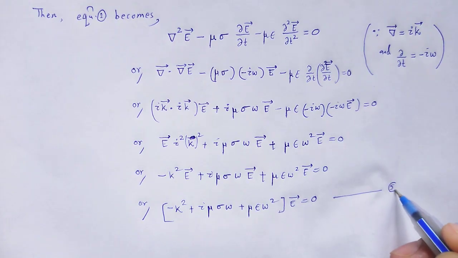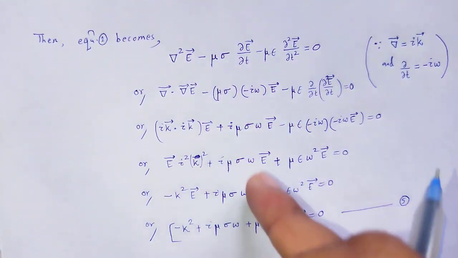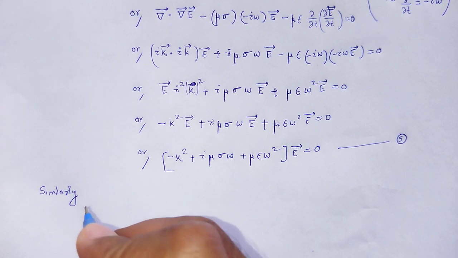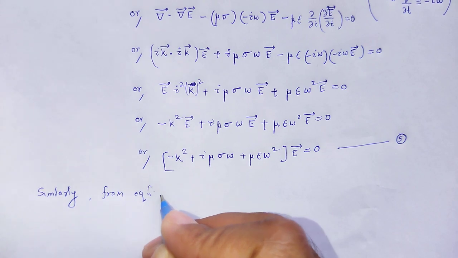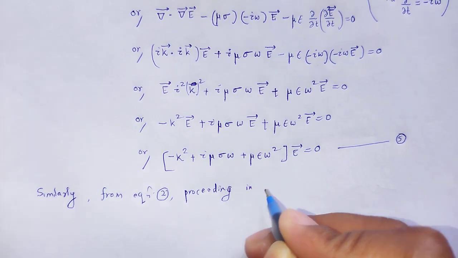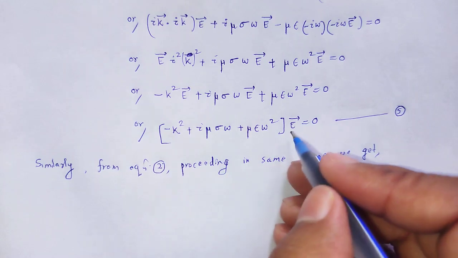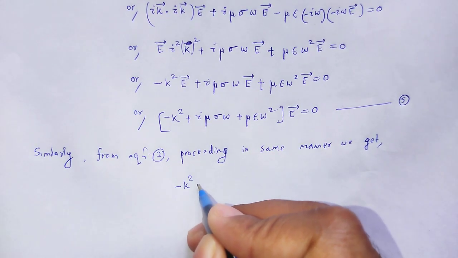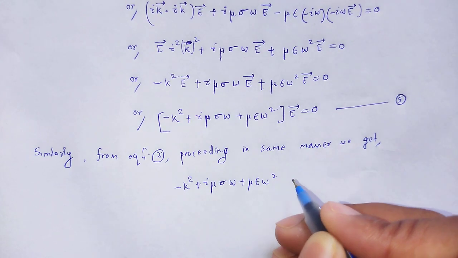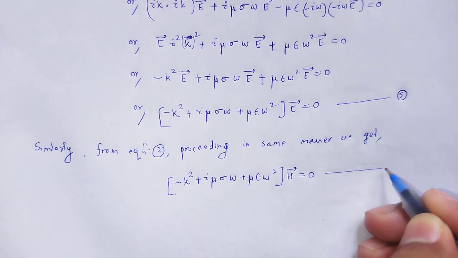Let this be equation number 5. Similarly, by taking equation number 2 and proceeding in the same manner, we get in terms of H: minus k square plus i mu sigma omega plus mu epsilon omega square, times H vector, is equal to 0. That is equation number 6.